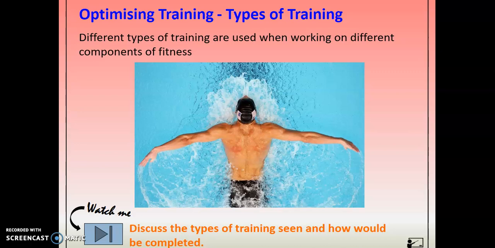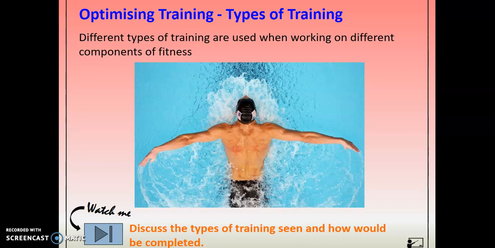Name all the methods of training to improve endurance, name all the methods of training to improve strength, name all the methods for speed, and methods for flexibility training. And then look at section 6 and 7 of your coursework. So, optimizing training: different types of training to work on different components of fitness, but also different types of training to prevent boredom.